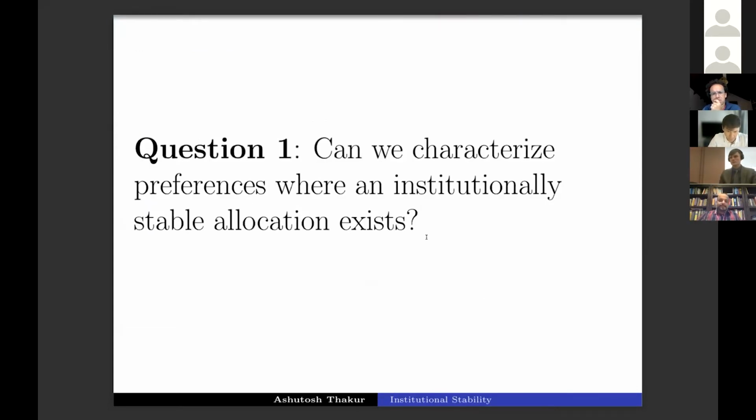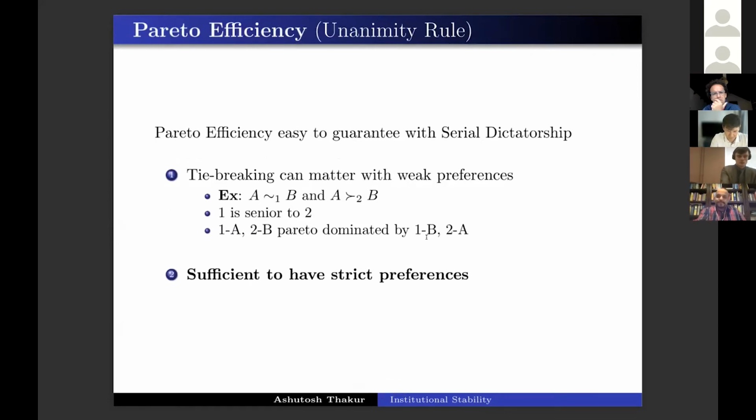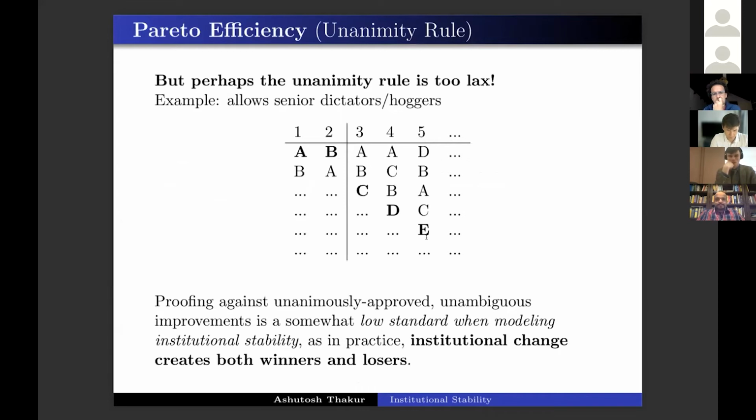So the first question: can we characterize preferences where these institutionally stable allocations exist? So Pareto efficiency, as you all know, is super easy. A commonly used simple mechanism like serial dictatorship will guarantee it. Of course, if you have weak preferences, the tie-breaking can matter. But if you have strict preferences, something like serial dictatorship is going to work. This is unanimity rule, right? The issue is oftentimes with such a rule, you're going to get senior dictators, right? So in this example, as you see, people 1 and 2 are holding back an entire chain of improvements in the matching of others. The matching is given in bold, right? So proofing against unanimously approved improvements is a low standard when it comes to institutional stability in reality, where oftentimes institutional change creates both winners and losers.